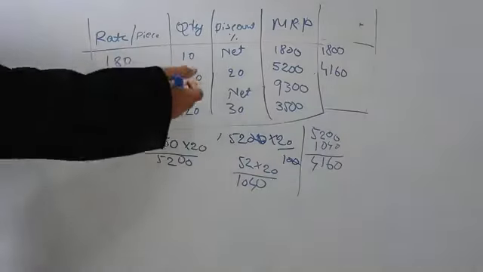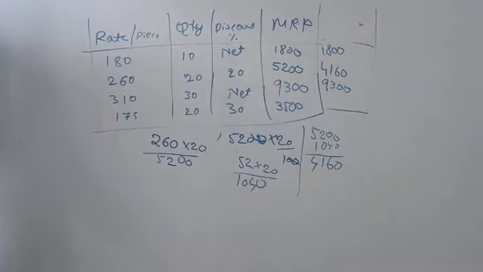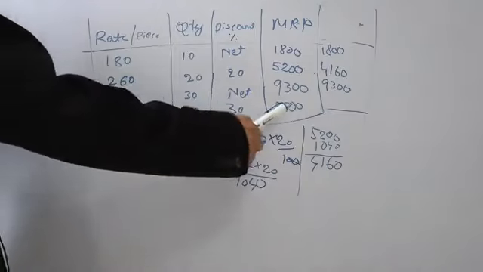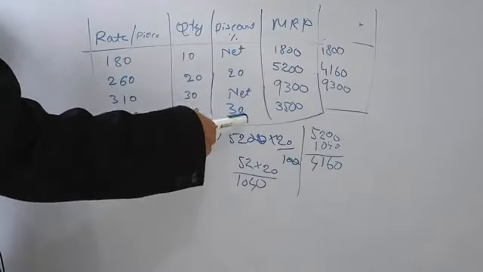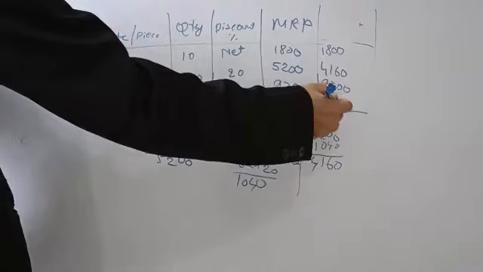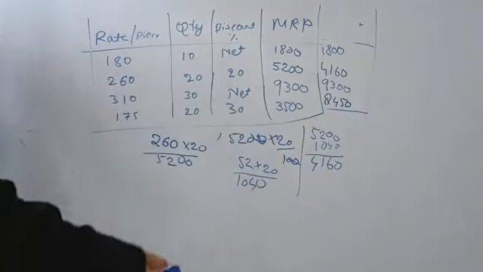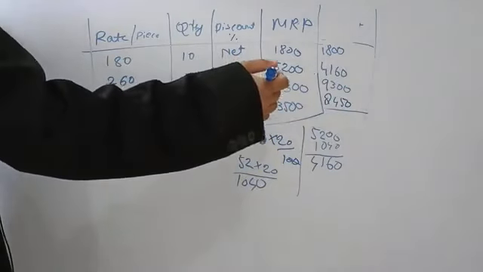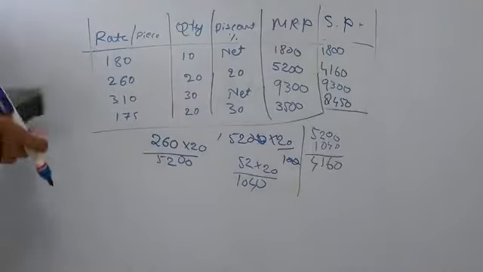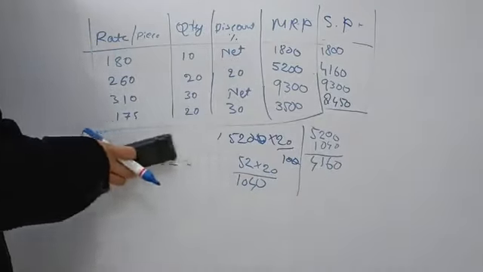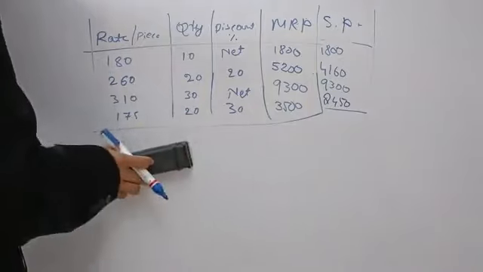Likewise, for the third item there is no discount, so it remains 9300 as it is. Then on 3500 we subtract a 30% discount, and it becomes 2450. This is the selling price. The MRP is that much, and they are giving a discount to the Delhi party, so after discount the selling price will be this.